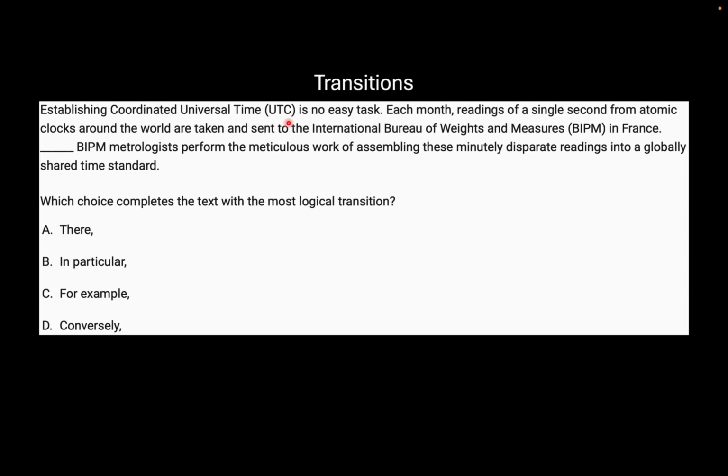Establishing coordinated universal time (UTC) is no easy task. Each month, readings of a single second from atomic clocks around the world are taken and sent to the International Bureau of Weights and Measures (BIPM) in France. BIPM meteorologists perform the meticulous work of assembling these minutely disparate readings into a globally shared time standard. So at that place, they do some work over there. So we need a transition that shows the location. And then here we have the word there. There shows or indicates a location.